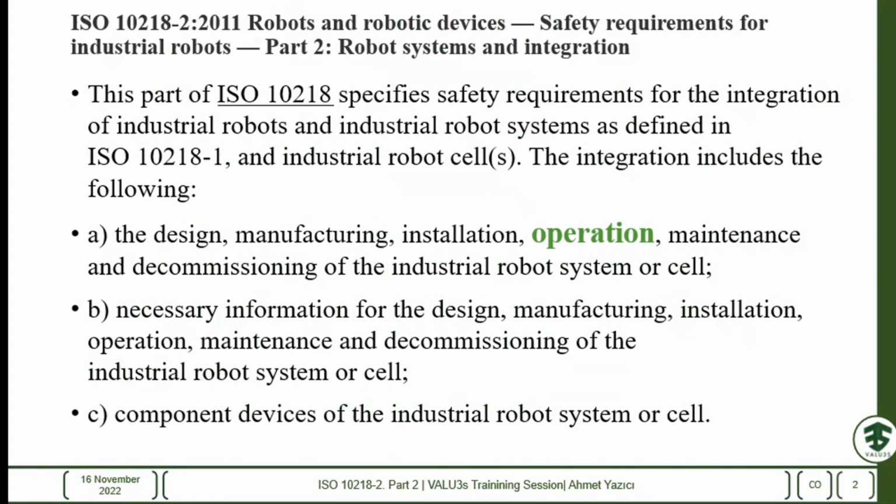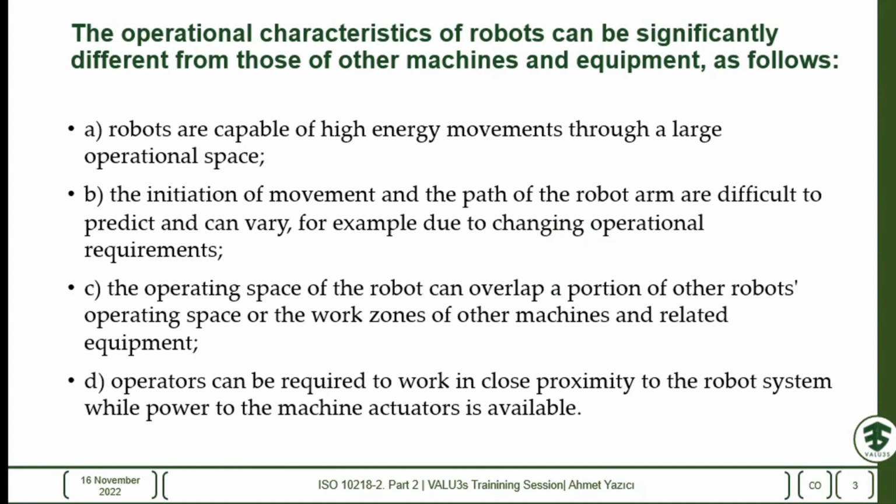This standard specifies safety requirements for the integration of industrial robots and industrial robot systems in an industrial robot cell. Today, we will focus more on robot systems that are integrated into some fields. Part 2 contains many sections about design, manufacturing, maintenance, etc. But today we will focus more on the operational side, the operational safety issues and requirements.